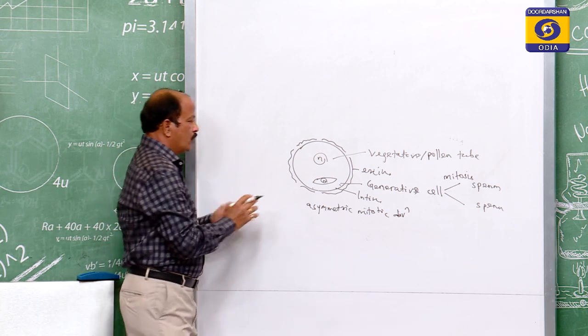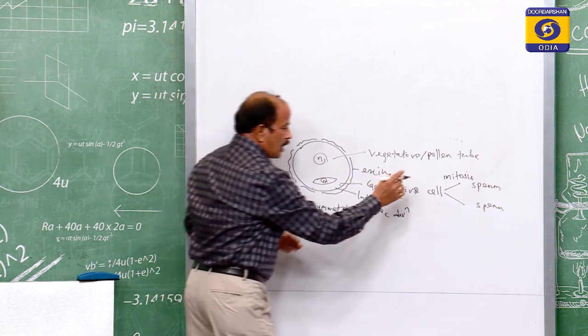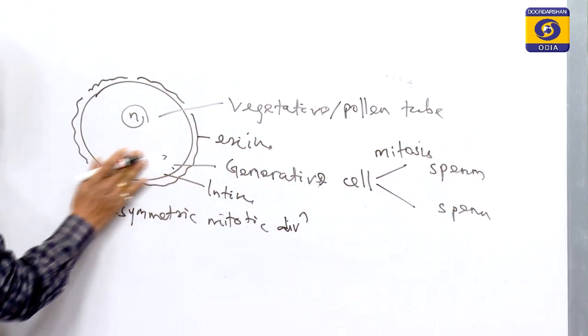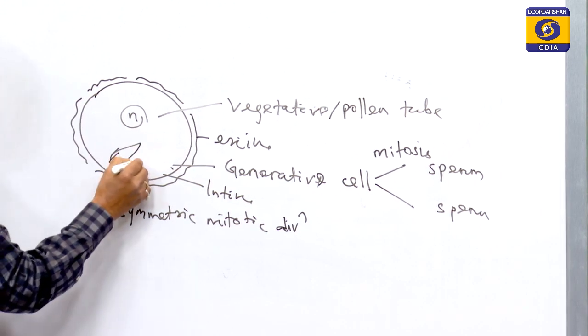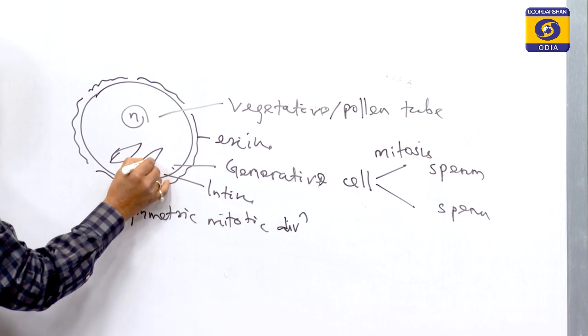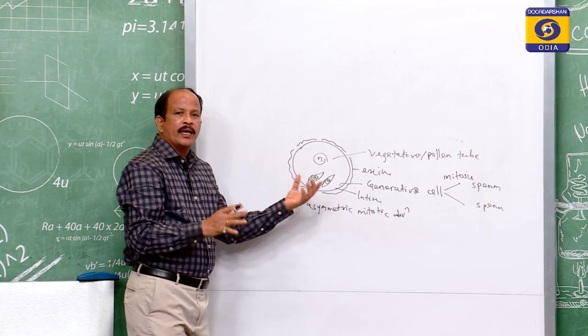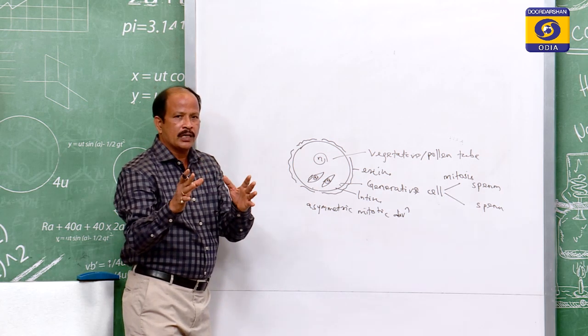So, that is why this generative cell undergoes another mitotic division to form two sperm cells. Ultimately, two sperms are produced here. These sperms are haploid and mostly filled with nuclei and a little bit of cytoplasm with organelles.